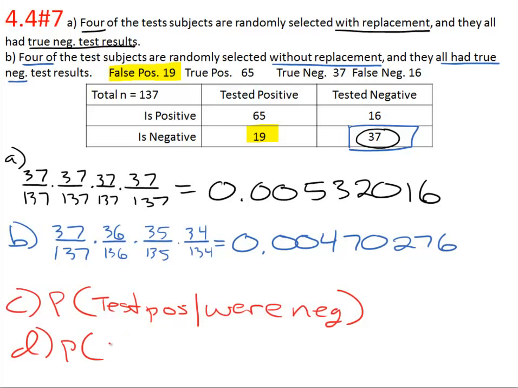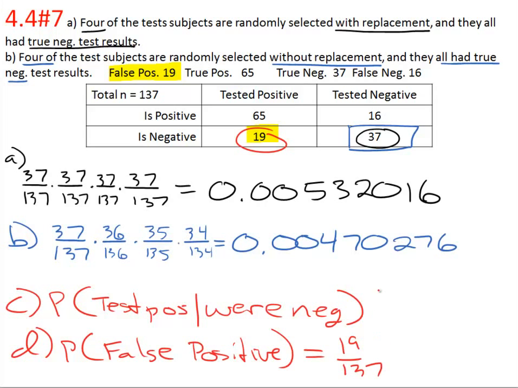What's the probability of just getting a false positive? That just means if you're one of these 137 people, what's the chance that you get a false positive? And we're not taking anything into account. You go up here and ask, where are the false positives? Well, these are our false positives. These are the people who got a positive test result even though they were negative. They didn't have the thing it's testing for. And so that is simply 19 out of 137.